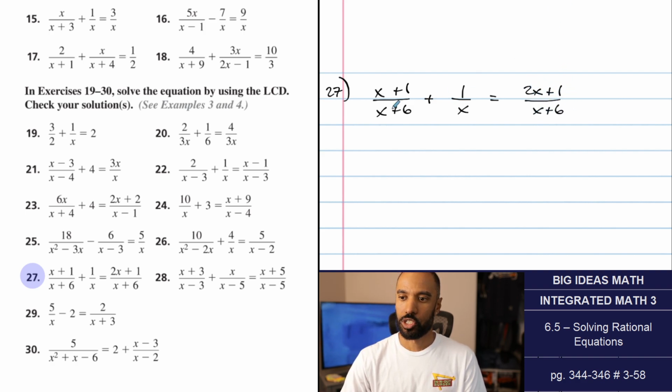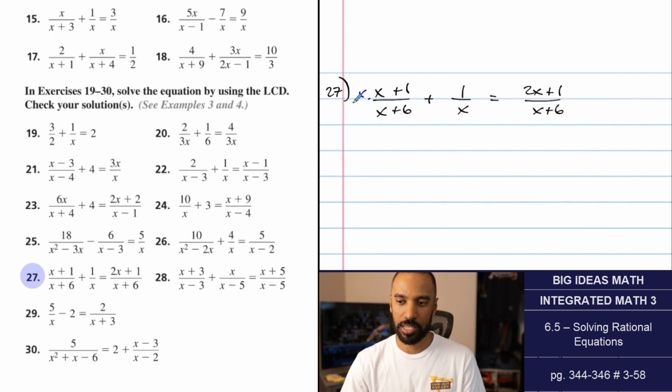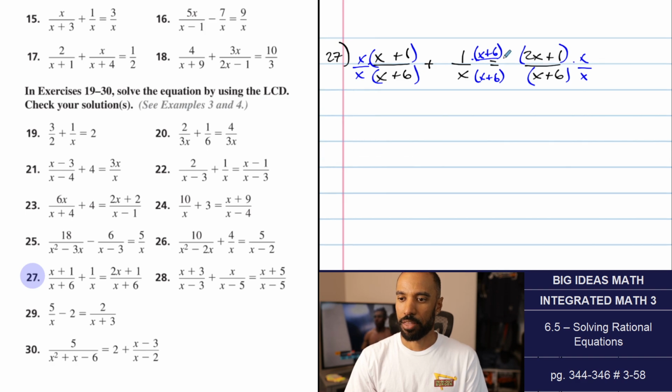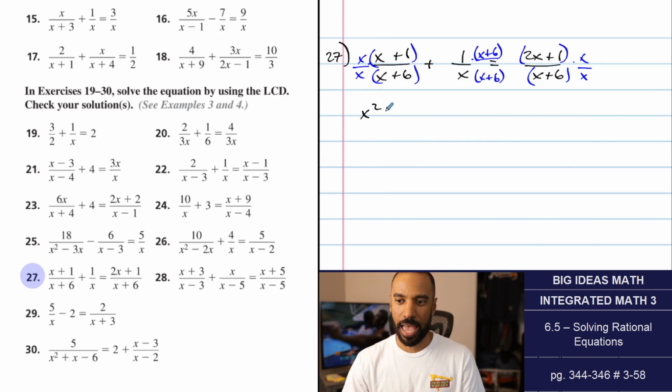Okay, let's do it the old-fashioned way. Let's find a common denominator. This needs a couple x's. This needs a couple x plus 6's. This needs a couple x's, like so. Okay. Now the denominators be gone. I got x squared plus 1x plus 1x plus 6 equals 2x squared plus 1x. x squared plus 2x plus 6 over here.